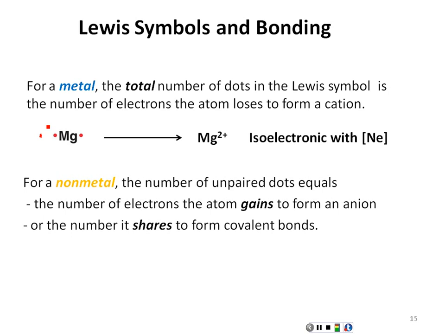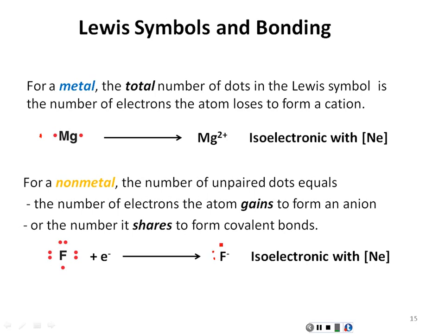For a nonmetal, the number of unpaired dots equals the number of electrons the atom gains to form an anion, or the number it shares to form covalent bonds. So for fluorine, we see the Lewis symbol for fluorine. It has 7 valence electrons. Now it can gain an electron to form a negatively charged anion, fluorine minus. So there would be 8 electrons around that fluorine atom.